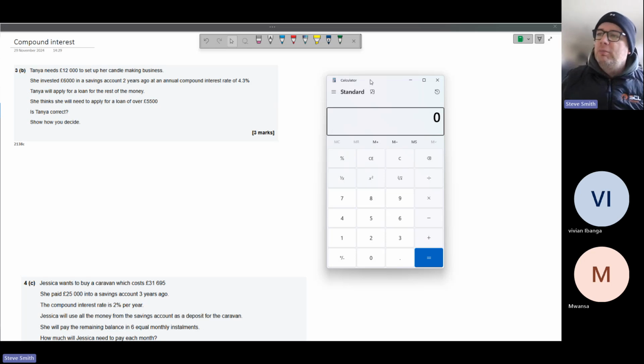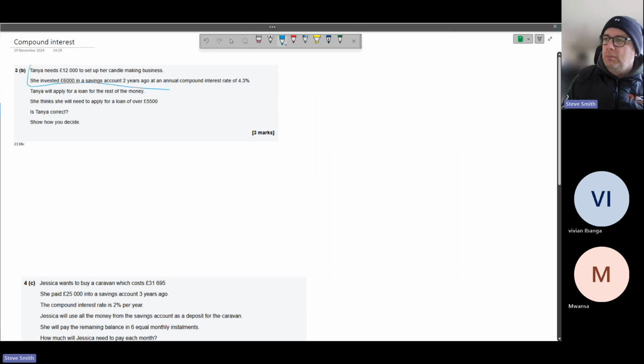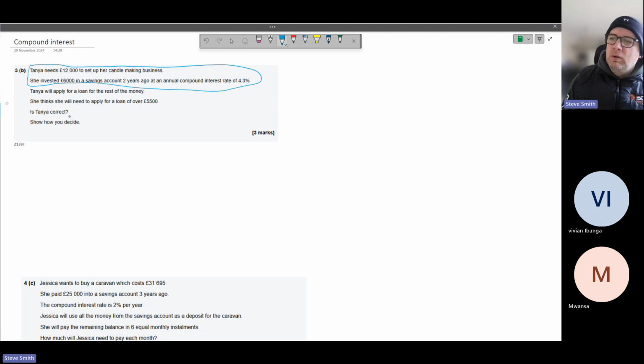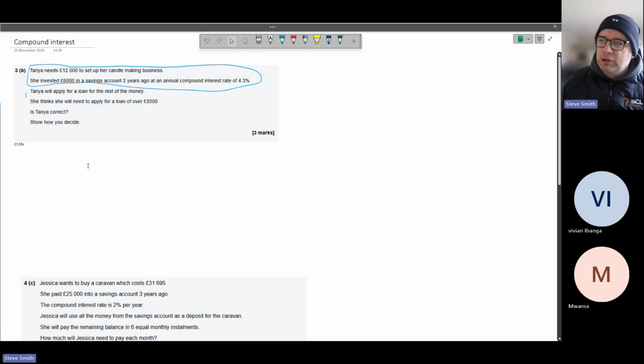Tanya needs £12,000 to set up her candle making business. She invested £6,000 in a savings account 2 years ago, at an annual compound interest rate of 4.3%. Tanya will apply for a loan for the rest of the money. She thinks she will need to apply for a loan for over. So it's split into 2 parts. This bit is your compound interest part. And then we've got to work out, is she correct or isn't she correct, for the 3rd mark? But we're looking at generally deciding how much she needs to apply for.